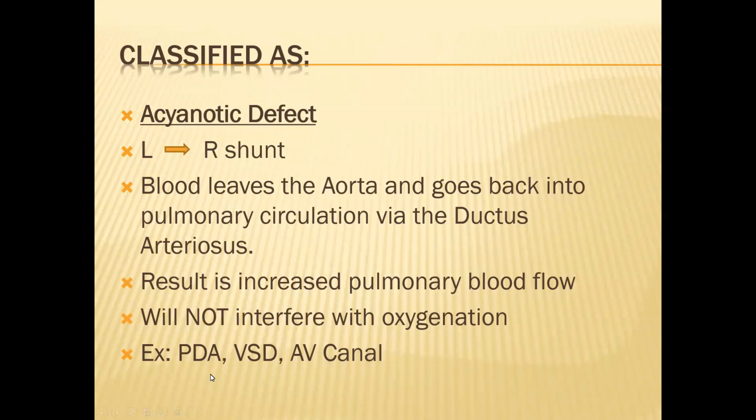So the first example you've heard of, a patent ductus arteriosus, especially in the preemies, their ductus stays open. The blood is in the aorta, and then it ends up being shunted back into pulmonary circulation. The other two you'll know about later on in the lecture, and then when you come back and review this, you'll go, oh yeah, VSD makes sense. Oh, AV canal, that makes sense.